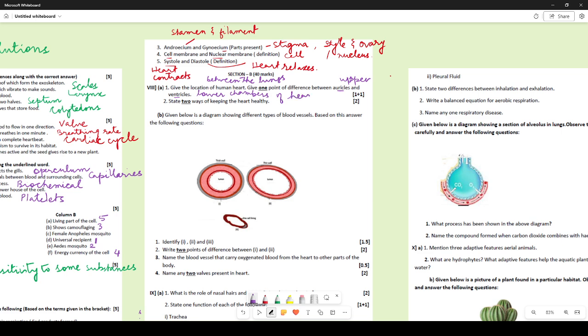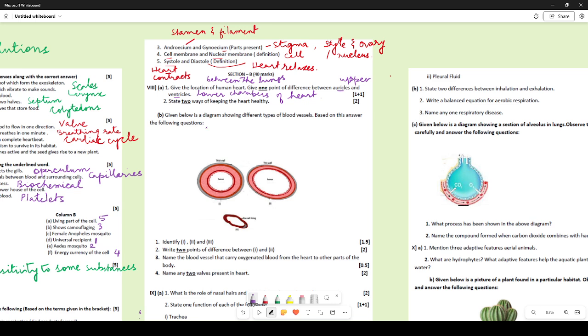Now, state two ways of keeping the heart healthy. Many of you got this correct. You need to exercise, have a balanced diet, do some meditation, and avoid junk food and oily food. So many of you already know how we are supposed to keep our heart healthy.